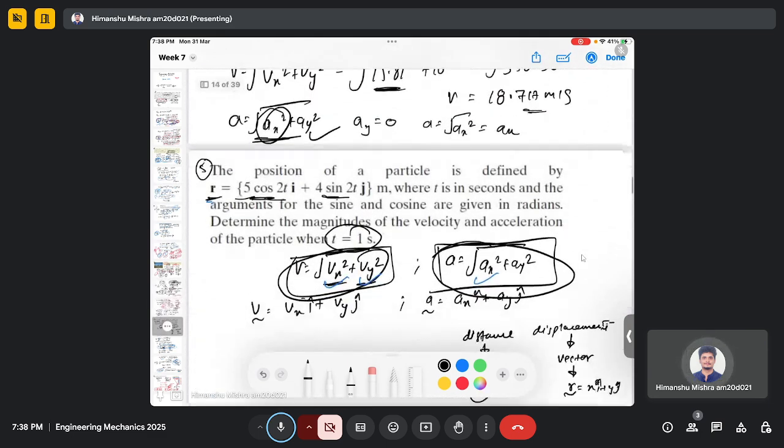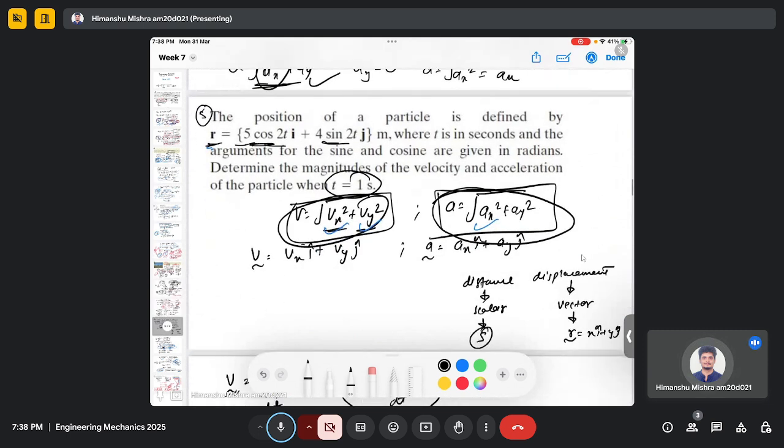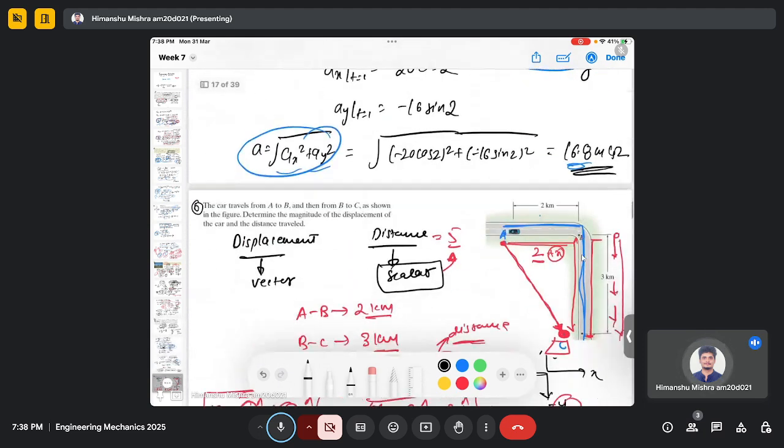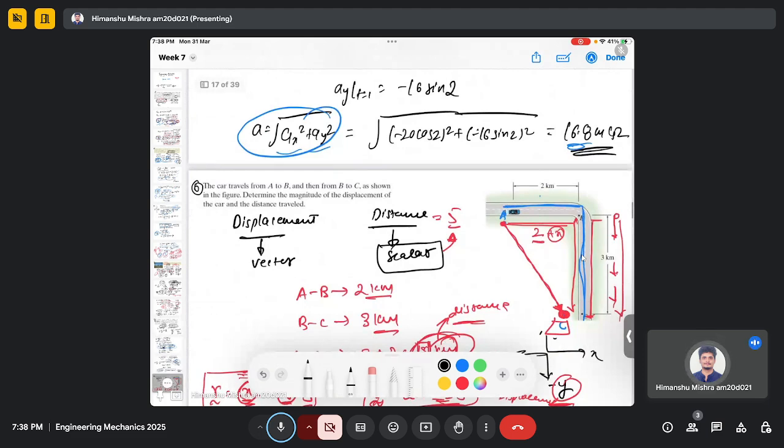Then in the fifth question, we use the same concept, but the only difference was now the position is a vector, it's a displacement vector. So the velocity vector is now given as the rate of change of displacement vector, and acceleration is the rate of change of velocity vector. And here later we see how distance and displacement are different from each other. Distance is a scalar quantity, and displacement is a vector quantity.